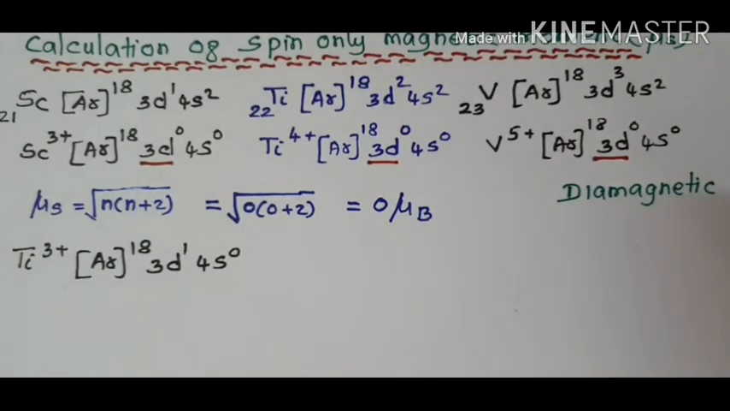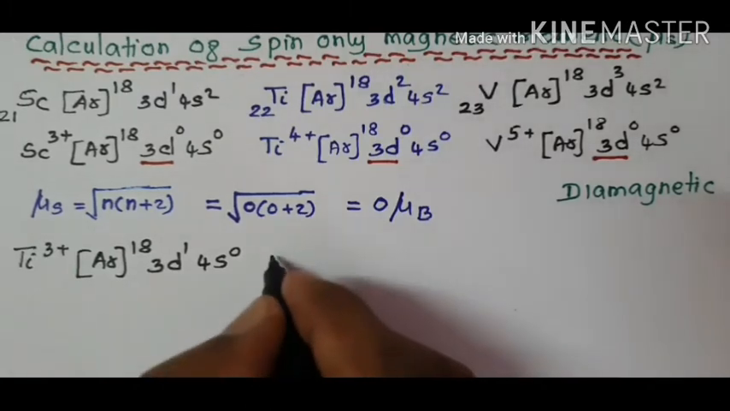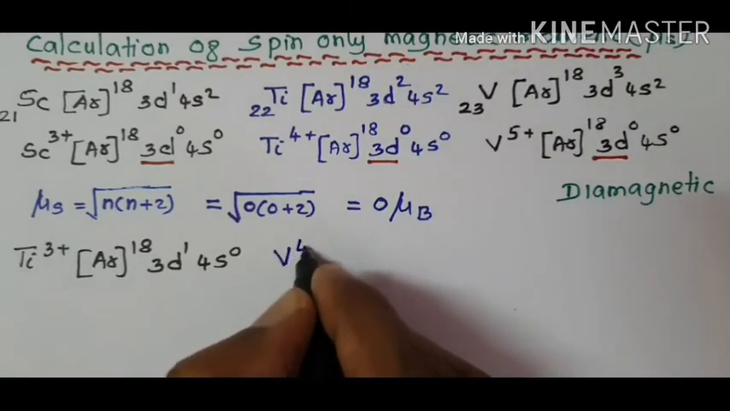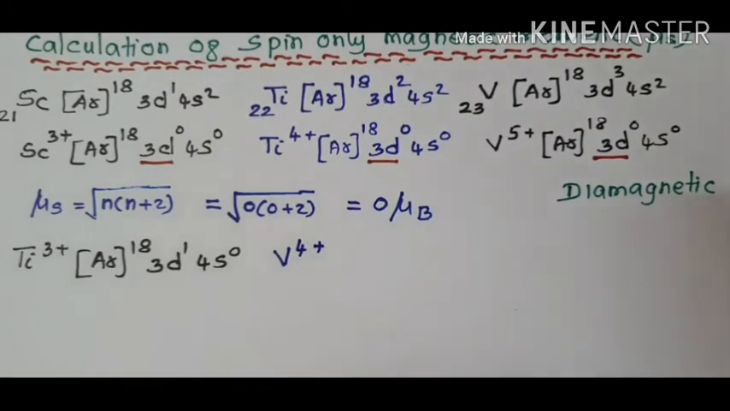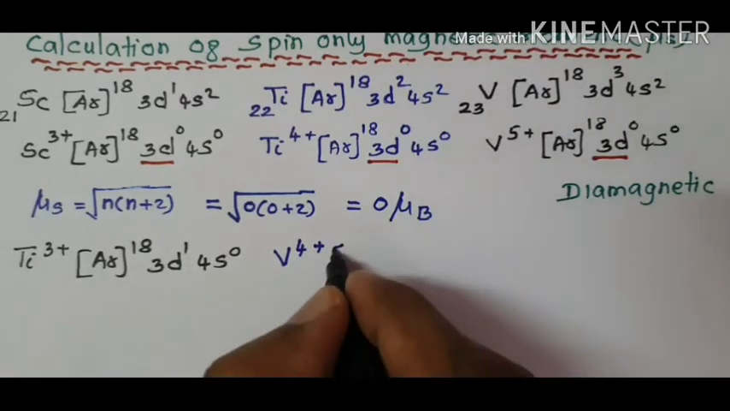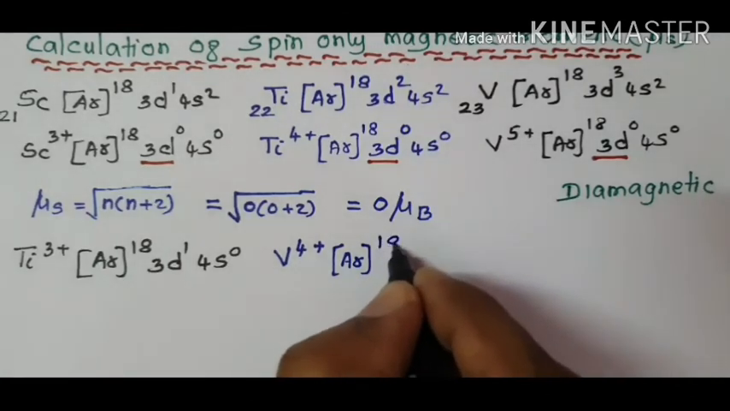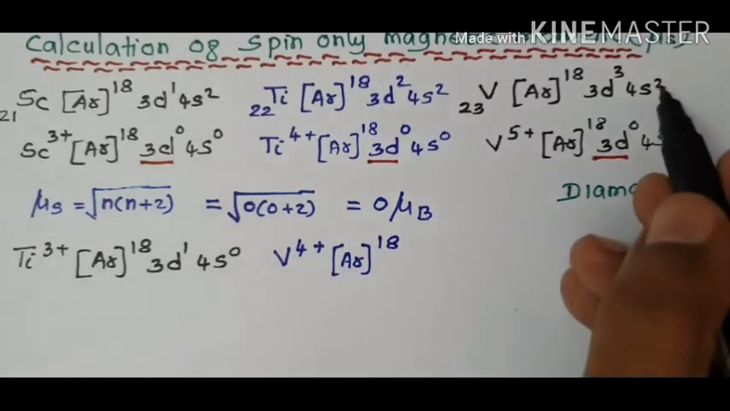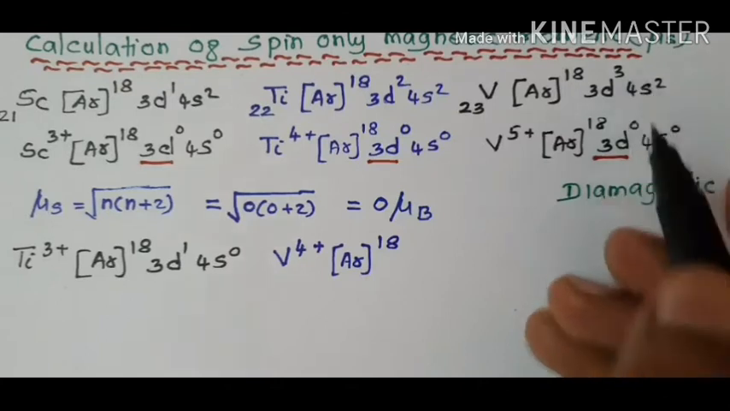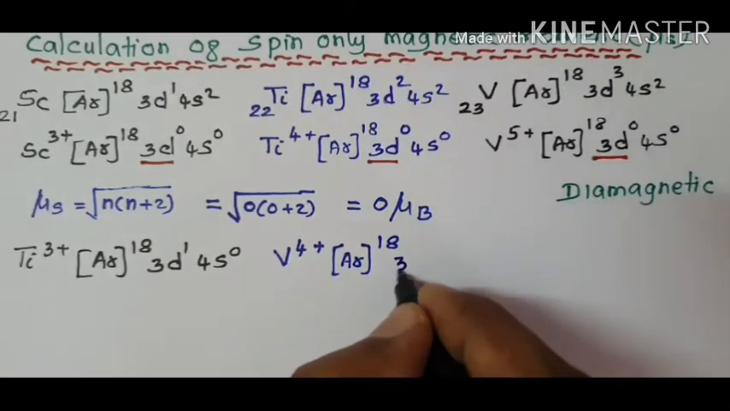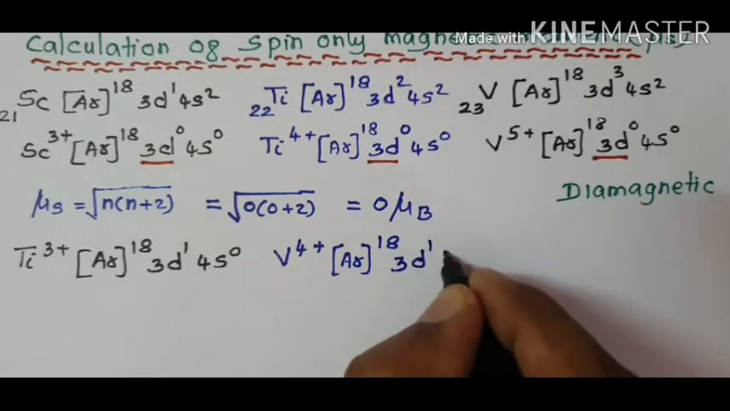Vanadium 4 plus ion electronic configuration. Vanadium 4 plus. Vanadium lost how many electrons? 4 electrons. Argon 18. It lost 4 electrons, 2 from the s orbital, 2 from the d orbital. So the electronic configuration is 3d1 4s0.